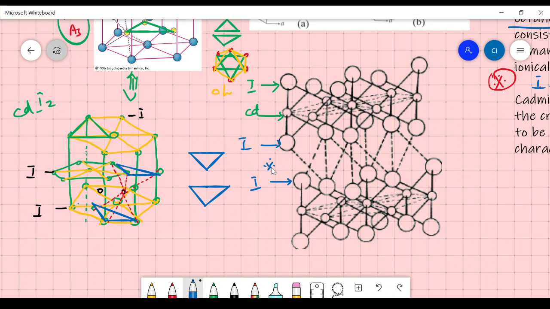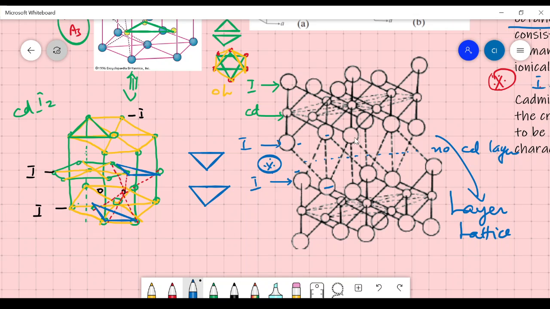This is very important for you, and there is no cadmium layer there. Okay, so this particular thing will be called as the layer lattice, and this minus charge for this, minus charge for this, and minus minus minus minus is going to repel, and this results in cleavage. Cleavage means you can just spread them, and they'll come off very quickly.